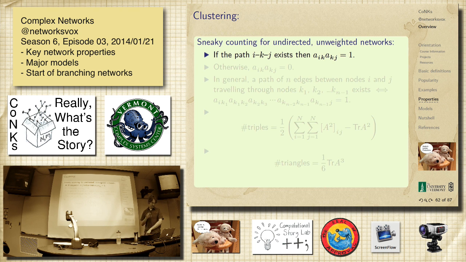Let's see. So, all right, here's a fun thing to do with adjacency matrices. This is for C2. If we have a path between I, K, and J, then a very simple thing is that A_IK times A_KJ has to equal 1, because there has to be a connection between I and K, and that means a 1. Again, this is undirected, unweighted networks, right? There's a 1 or a 0. And you can think about what you would do for weighted ones and directed ones.